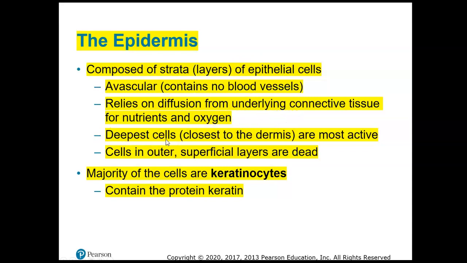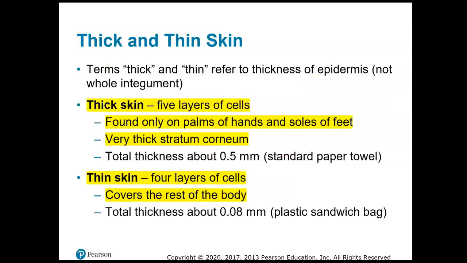The deepest cells, which means the ones closest to the dermis, are the most active. Those are the ones that are actively dividing to replace the cells that are shed from the top or superficial layer. And you probably know this, but the outermost or most superficial layers of cells are actually dead. Most of the cells that compose the epidermis are called keratinocytes, and they contain the protein keratin, which is a protective protein. You do need to know the difference between thick and thin skin.